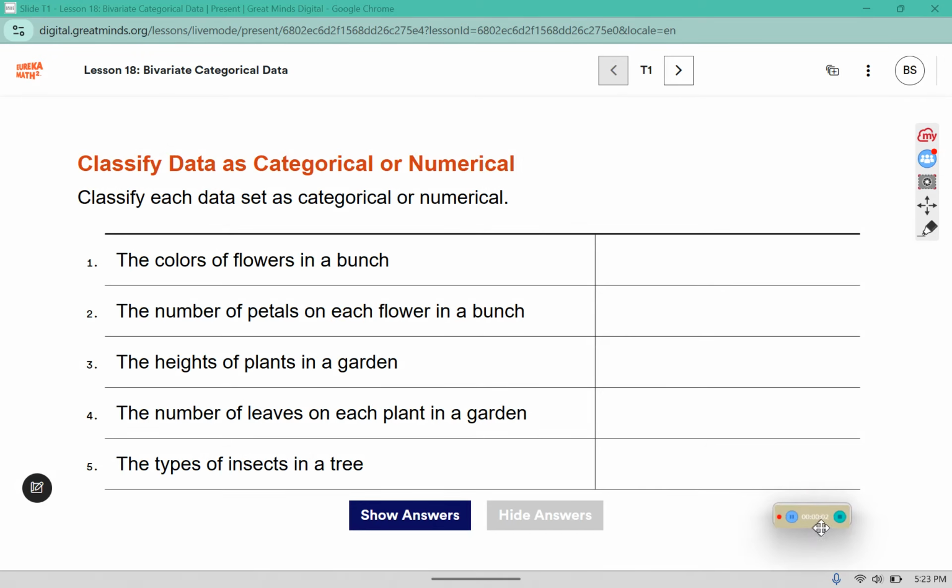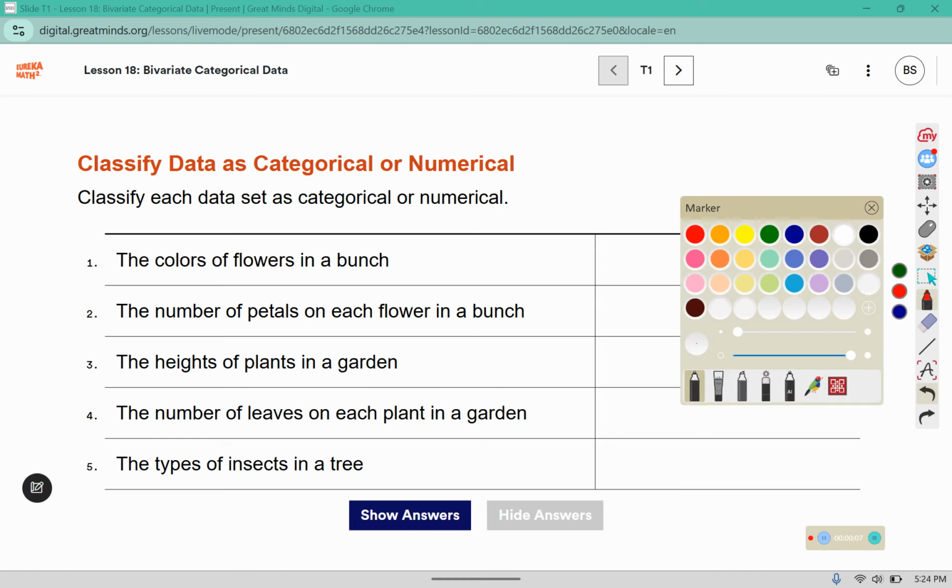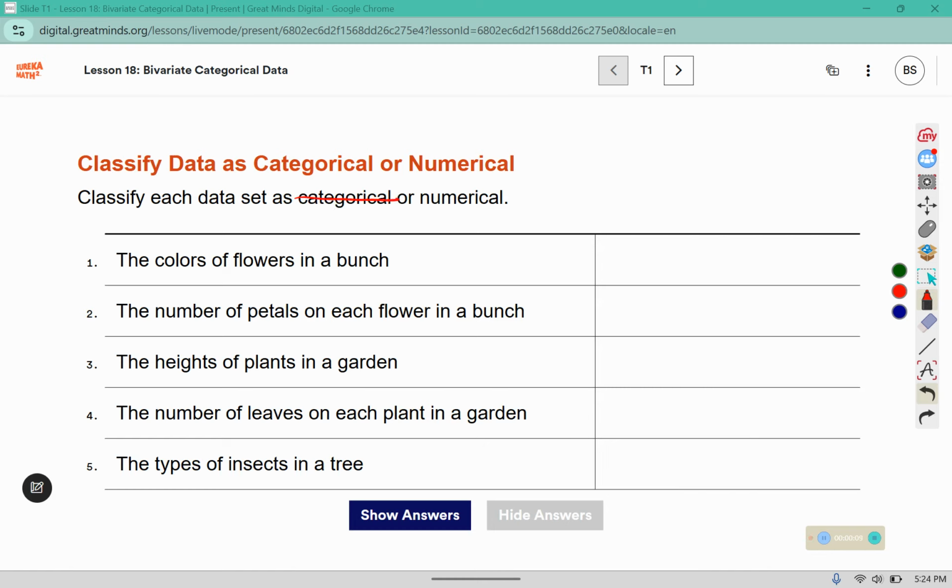Classify each data set as categorical or numerical. In our class, we rephrased these to use the technical terms, which would be qualitative or quantitative. And the way that we remember those is N for numbers and L for letters or labels.